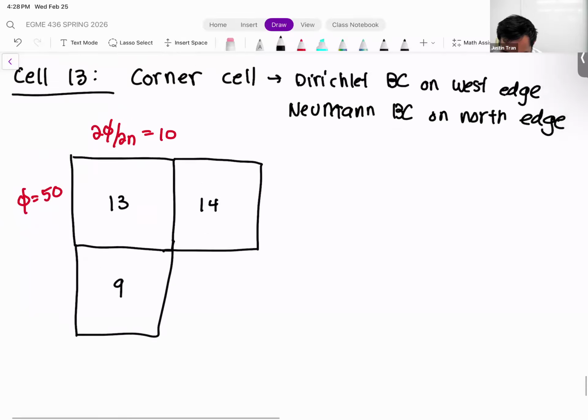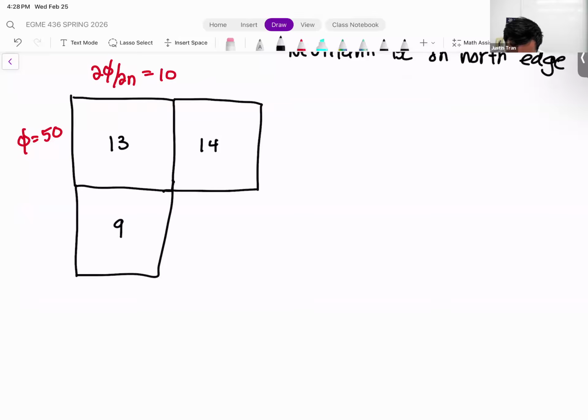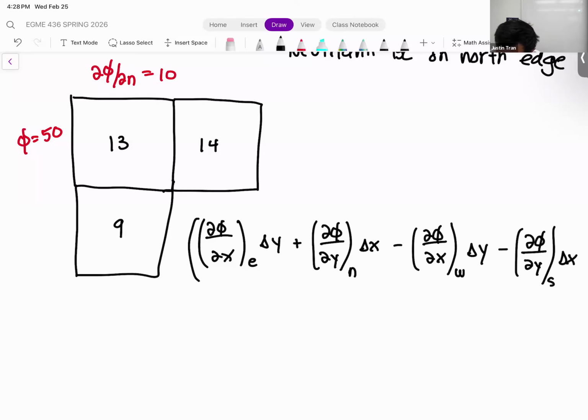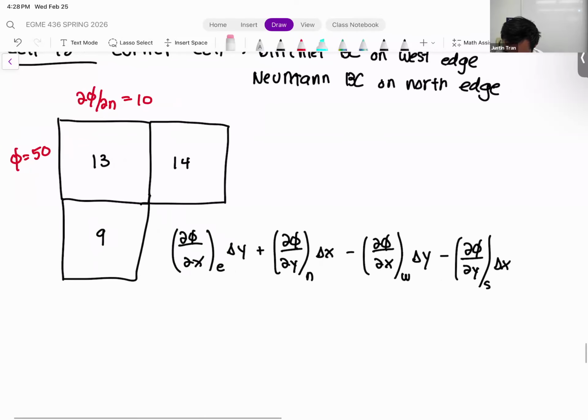Okay, so just like we did with cell 12, let's go ahead and start with the general formulation here. So you have partial phi partial x on the east face, delta y, plus partial phi partial y on the north face, delta x, minus partial phi partial x on the west face, delta y, minus partial phi partial y on the south face, delta x. Okay. I guess we particularly don't need parentheses there. All right, and this is equal to 3 xc yc delta squared.